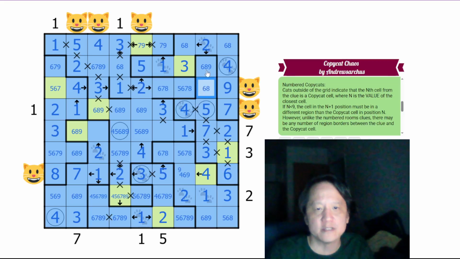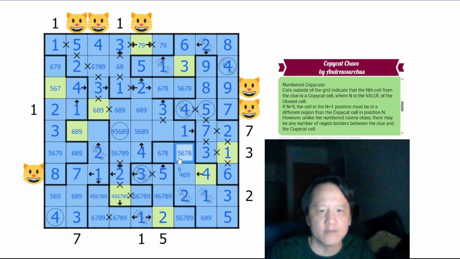This 6 eliminates 6 here, so it's 8 and 9. 6 eliminates 6 here, so it's 8 and 6. No 6 or 8 here, it's 5. That eliminates 5 in the rest of the region and the row.